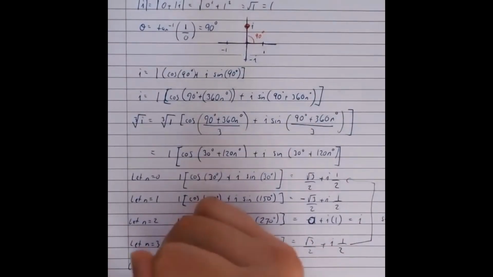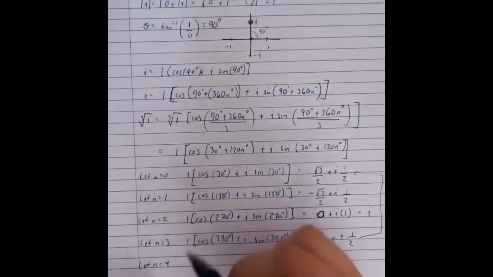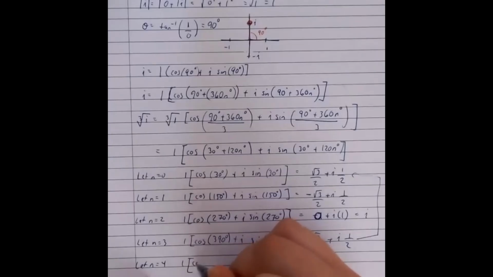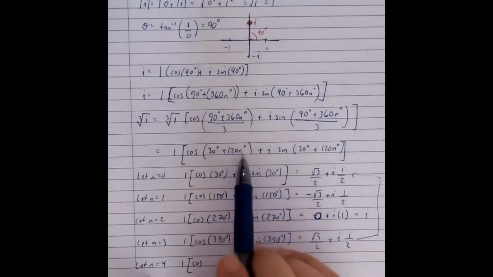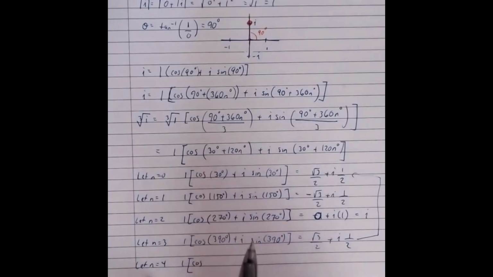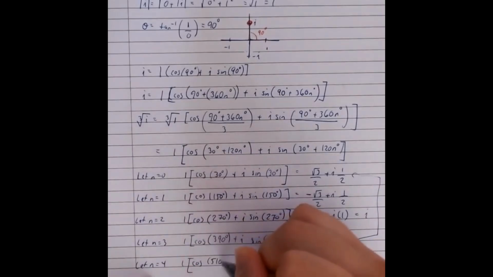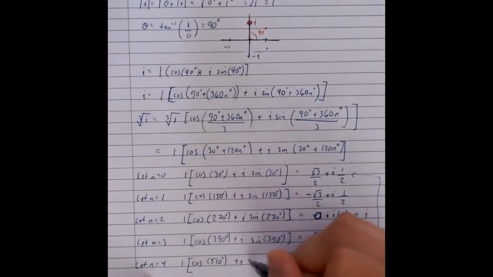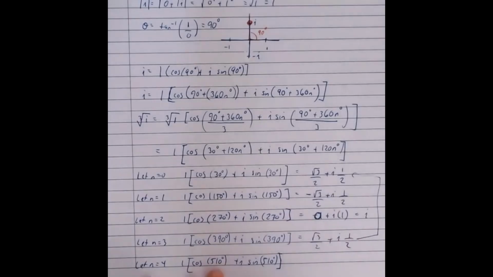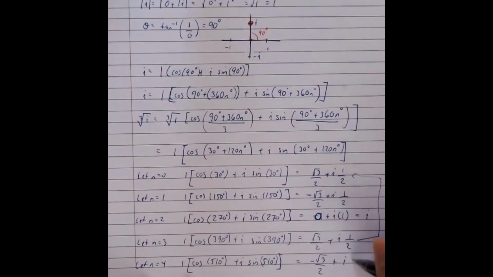And notice if I keep going, I keep getting more of the same. If I do 4, that's going to be cosine of 4 times 120, that's 480 plus 30, that's going to be 510. And then same thing over here, i sine of 510. If you take the cosine of 510 degrees, that's going to give you negative root 3 over 2. And if you take the sine of 510 degrees, that's going to give you a half, which you notice is the exact same thing that we have over here.